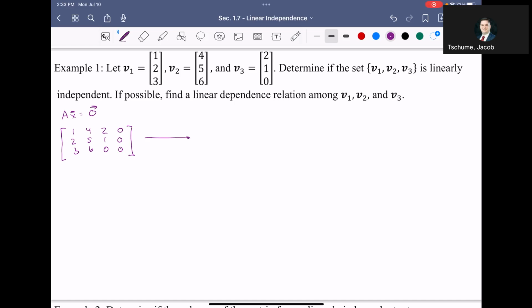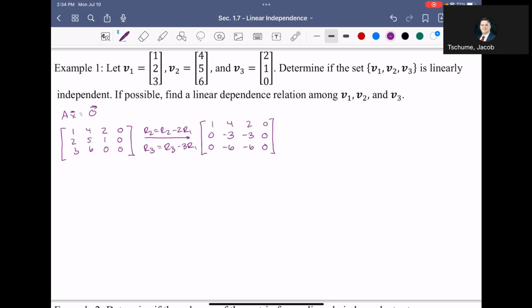Focusing on column 1 here, I'm going to take row 2 and subtract 2 row 1s. And for row 3, I'm going to subtract 3 row 1s. So if I leave the first row alone, row 2 will become 0, 5 minus 8 is negative 3, 1 minus 4 is also negative 3, and then 0. For row 3, you'll get 0, 6 minus 12 is negative 6, 0 minus 6 is negative 6, and 0.